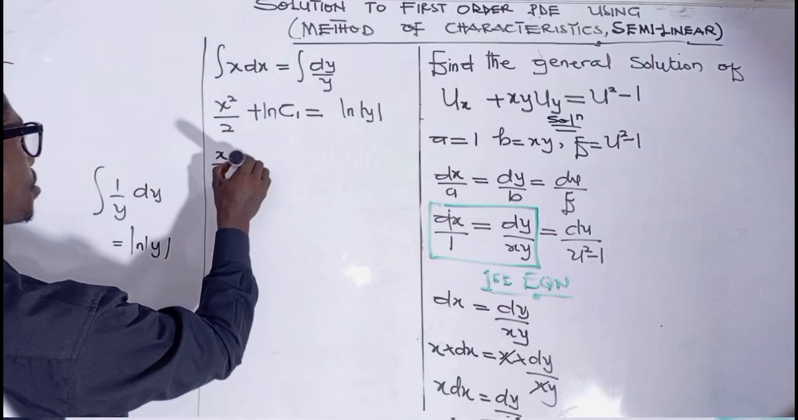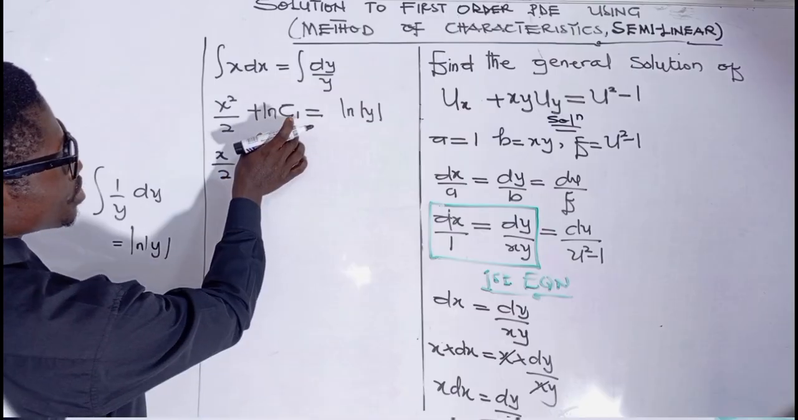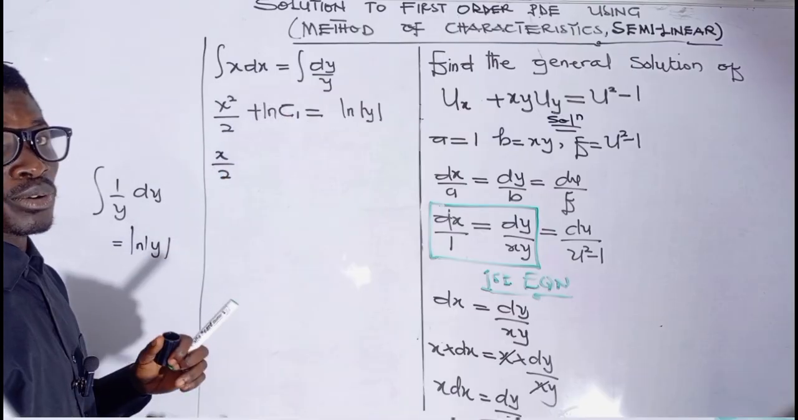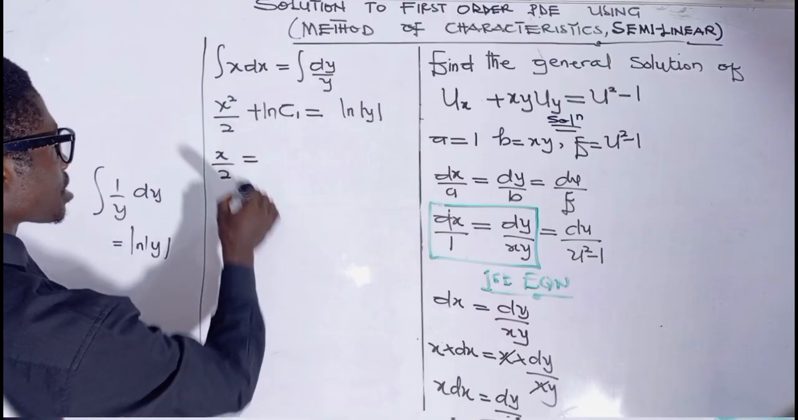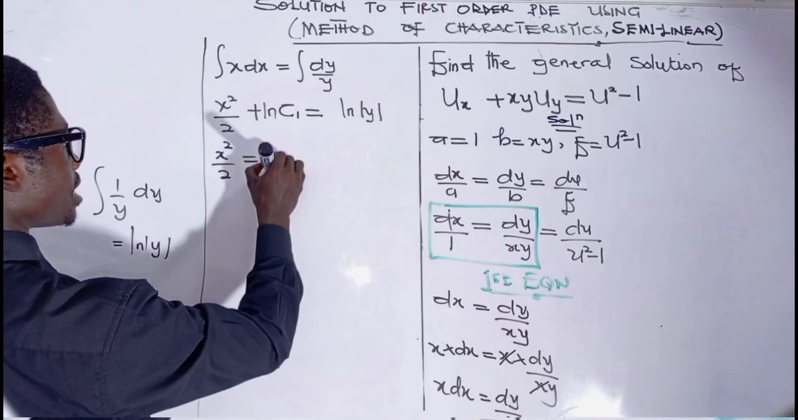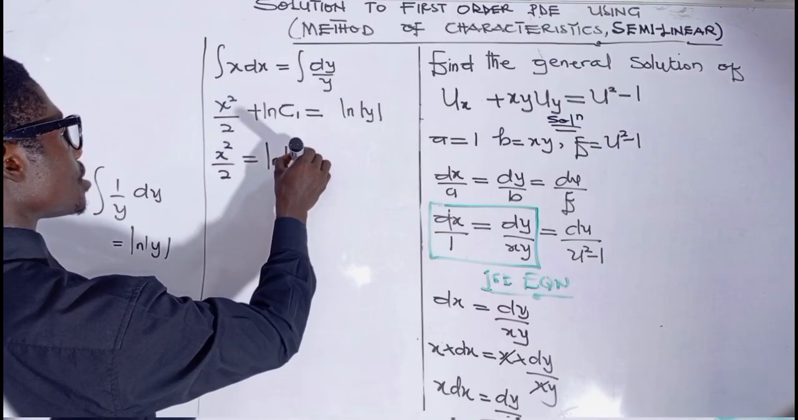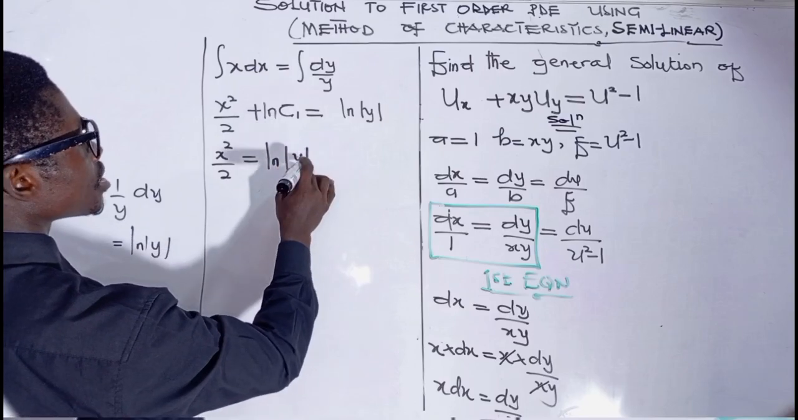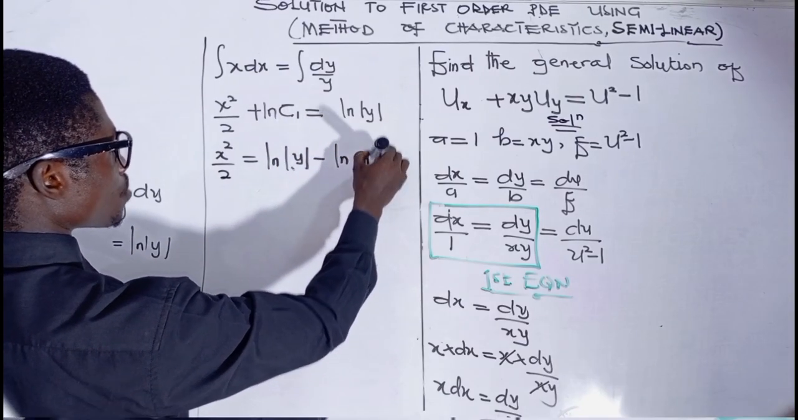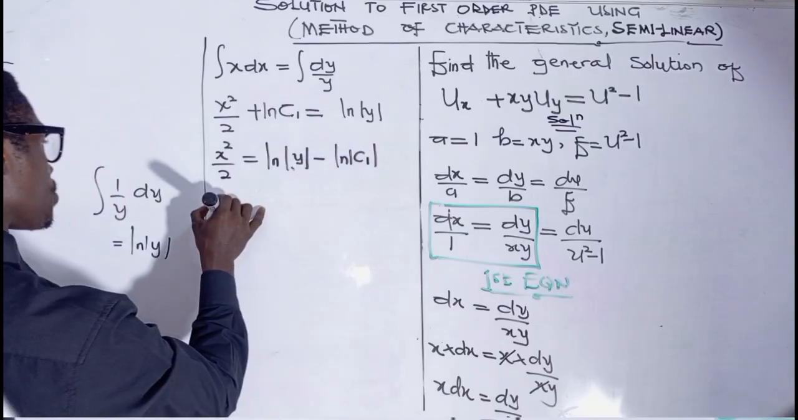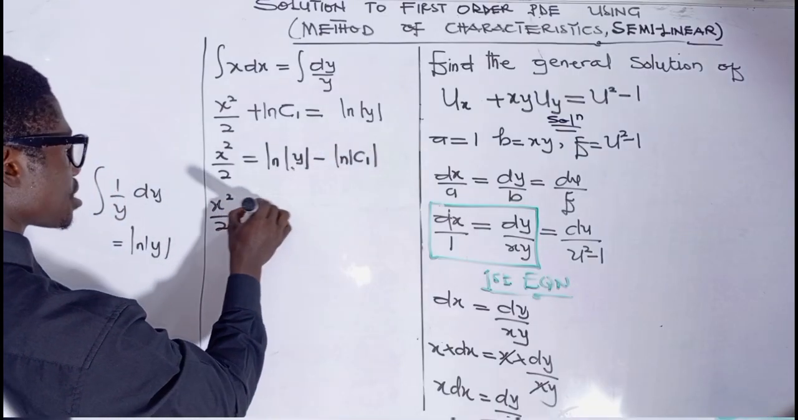So we have our x all over 2. Now, since we are looking for c, or we want to make c the subject, let's bring c to the right hand side of the equal sign. So we are going to have ln y minus ln c1. So we have x squared all over 2.